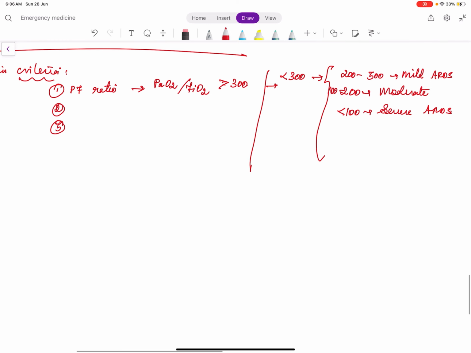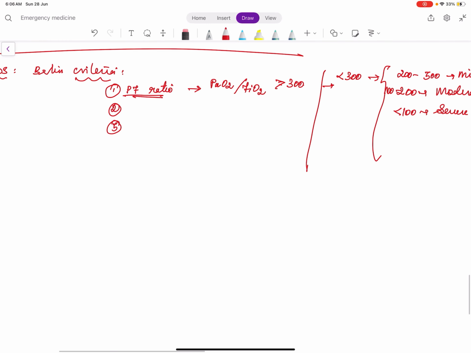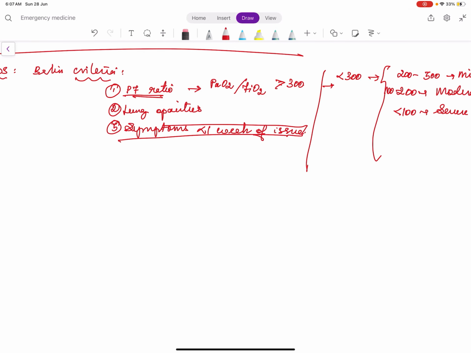Okay, so the other criterion, Berlin's criteria, is there is a low PF ratio, then patient is having some lung opacities, and the third criteria is symptoms less than 1 week of issue onset. Like patient has a pneumonia or fever, within 1 week he develops a hypoxia. It is called ARDS.